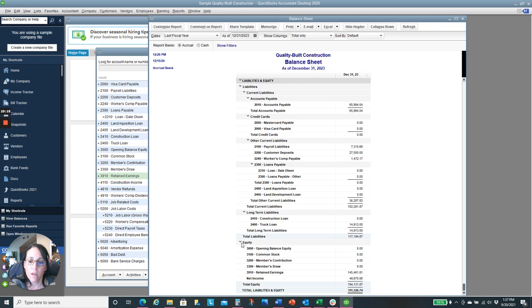So equity, it is fairly straightforward. It's going to get a little hairy the bigger you get because there's more moving parts and pieces, but in this example it's pretty straightforward and pretty basic.